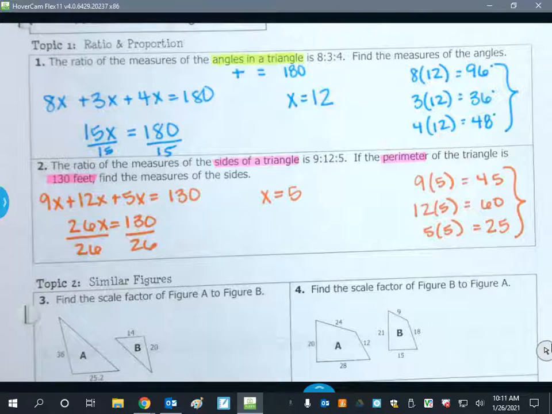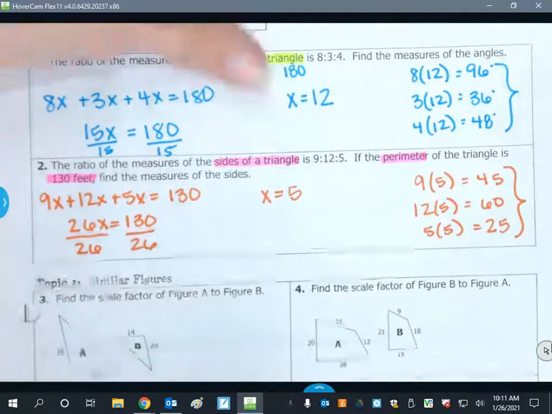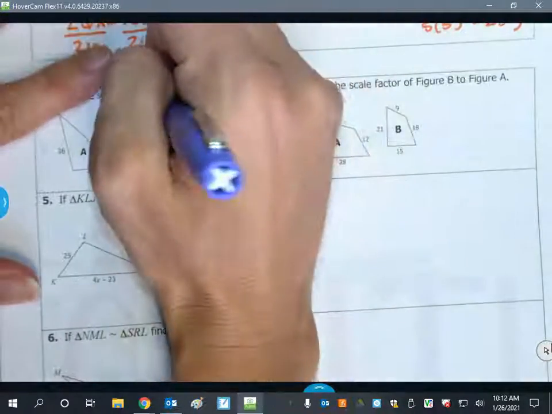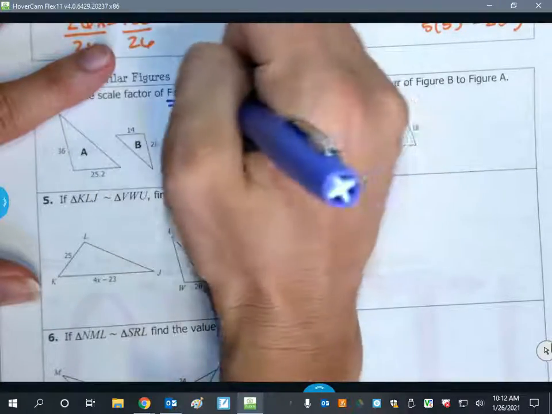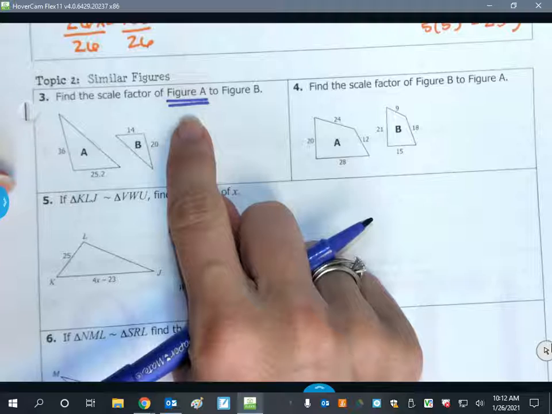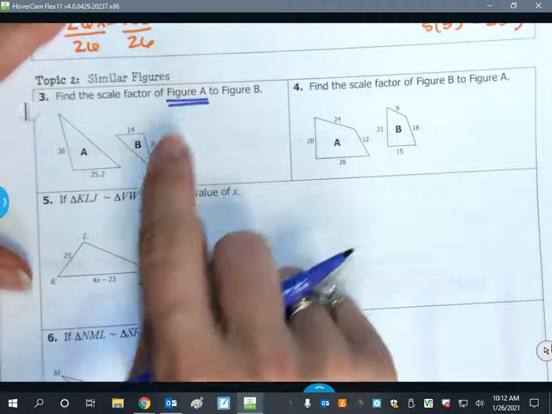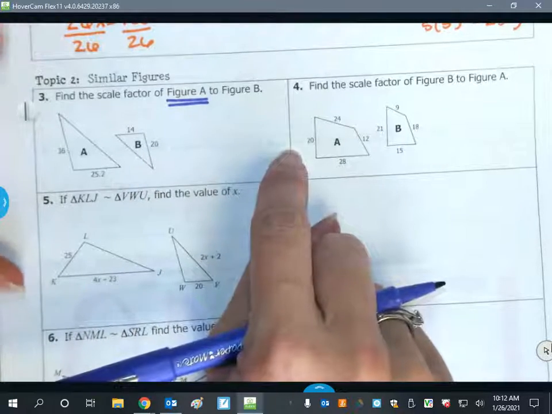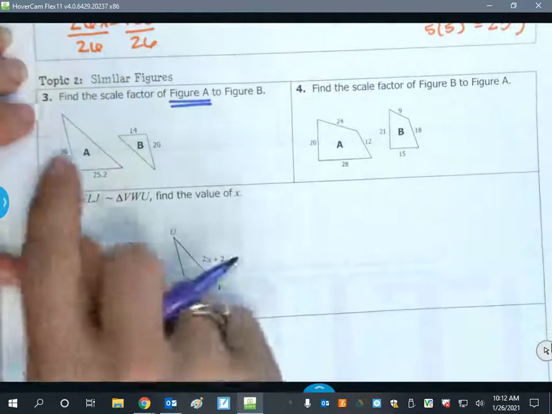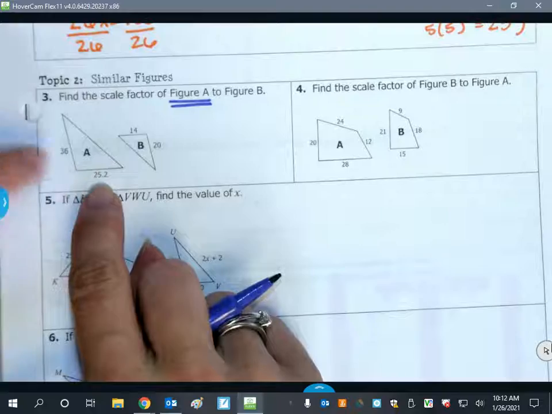All right, the next question here asks you to find the scale factor from figure A to figure B. Now pay attention to which figure comes first, because that is the number that goes on the top of your fraction or is the number that goes first in your ratio. So I always choose to take the whole numbers. I don't like dealing with those decimals down there.